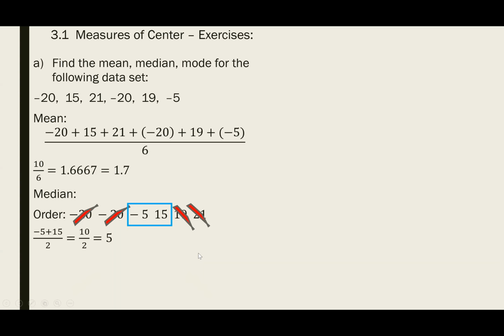Because we have an even number, I need to take the middle 2, add them up and divide by 2. And to find a mode, it's very easy. You just glance through your data and ask yourself what data appears the most, which is 20. 20 appears the most. That will be my mode. So again, looking at this here, any questions on how to find the mean, how to find the median, and how to find the mode?